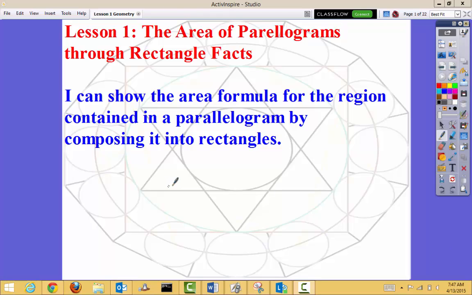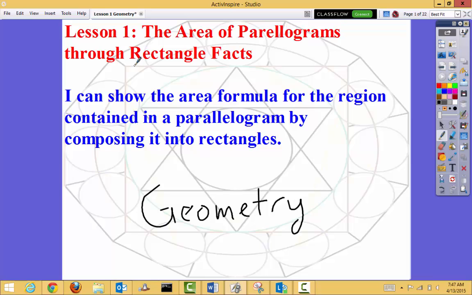Alright, so we're on to our new unit. Our new unit is geometry. And geometry, you will remember, is the study of what? The study of shapes. So today we're going to be studying both rectangles and parallelograms.